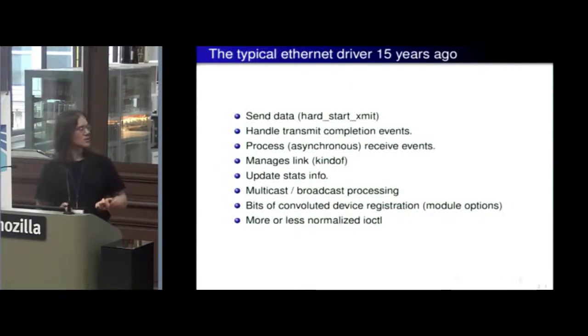What made an Ethernet driver a bit hard to read was, in my opinion, mostly the device registration part. We were still in the PCI era at the time. So you still had module parameters for addresses and IRQs, more or less hard-coded arrays that were given to the driver through the module interface, and more or less normalized ioctls. The link management part was not normalized as it is today.